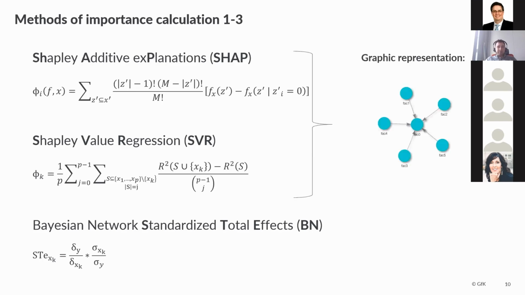Shapley value regression and SHAP, based on linear regression here, assume the simple dependency structure between predictors and outcome. So if we want to look at the graphical representation of the model, it looks like this one on the right side.